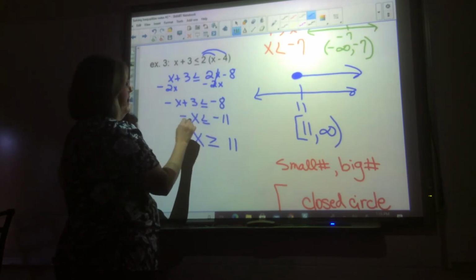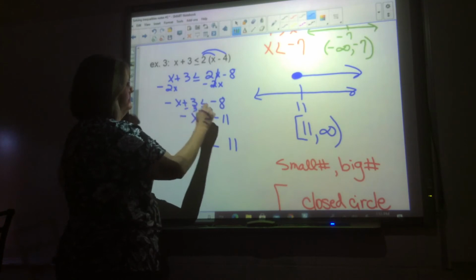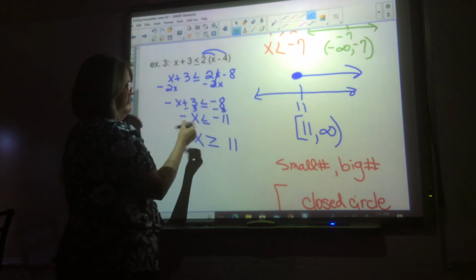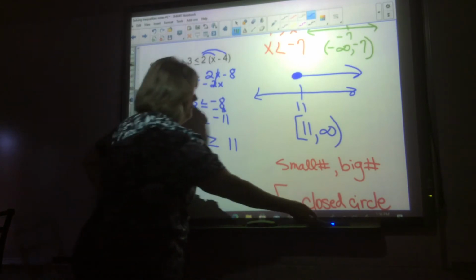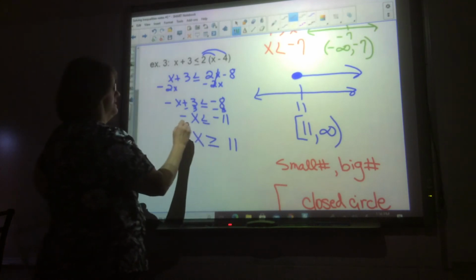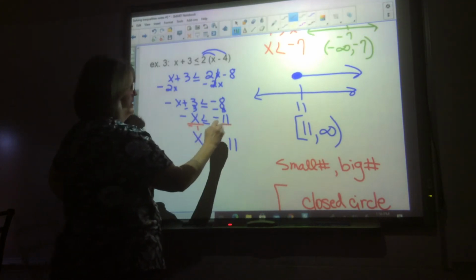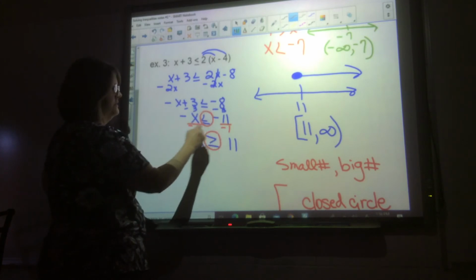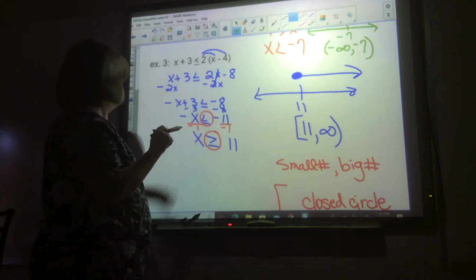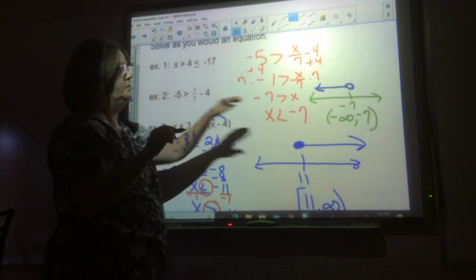Going to subtract 3 from both sides. That gives me negative x is less than or equal to negative 11. I don't want negative x. I want positive. So I divide by negative 1 on both sides, and of course I have to flip the inequality sign.